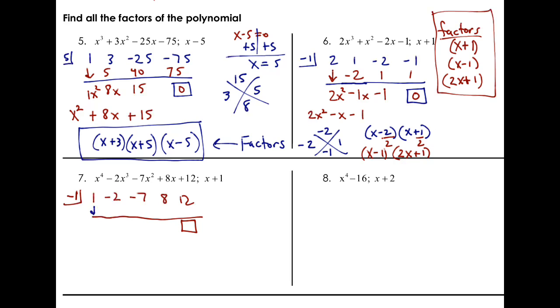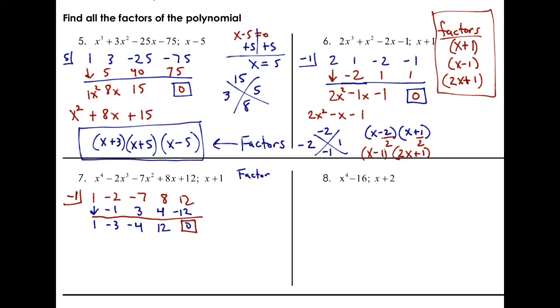Then that drops. Negative 1 times 1 is a negative 1. Becomes a negative 3. Then that becomes a positive 3 after you multiply. So negative 4. Negative 1 times negative 4 is a positive 4. Becomes a 12. Negative 1 times 12 is a negative 12. That's a 0. And so we know, yes, this is a factor. So that's one of our factors. I might as well put it down now, right?